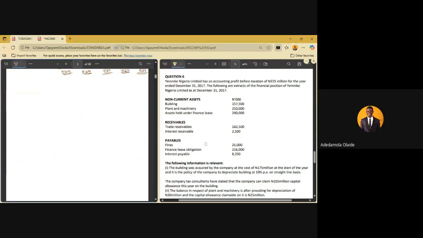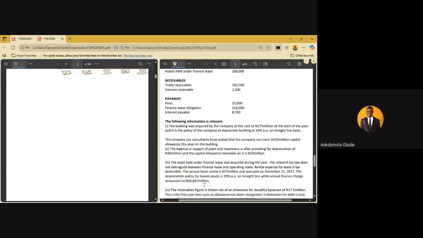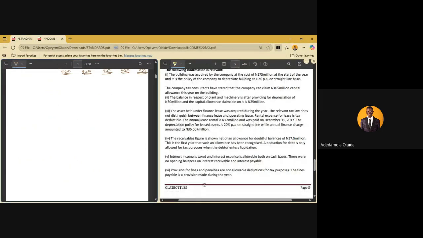The following information is relevant. The building was acquired by the company at the cost of 175 million at the start of the year, and it is the policy of the company to depreciate building at 10% per annum on straight-line basis. The company tax consultant have stated that the company can claim 105 million capital allowance this year on the building. The balance in respect of plant and machinery is after providing for depreciation of 30 million, and the capital allowance claimable on it is 25 million.